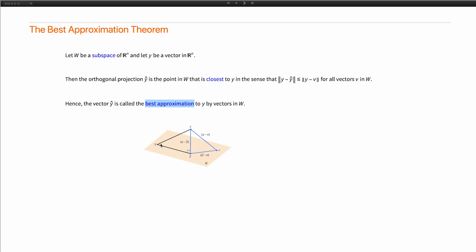And you can see in the picture over here that you have y, your y hat, your v, and this distance over here is the perpendicular distance, so it's shorter than any other distance. So that's the importance of the orthogonal projection. It's used to compute best approximations.